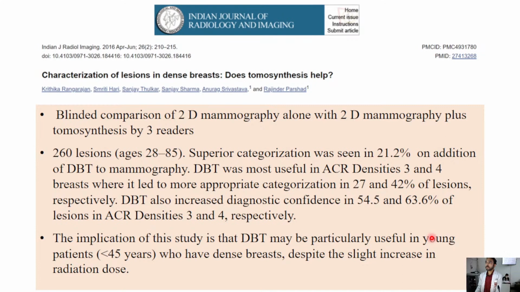We have also found that it can increase the detection rate and leads to superior categorization of the lesion in around 20% of the cases, and more so in patients who have denser breasts.